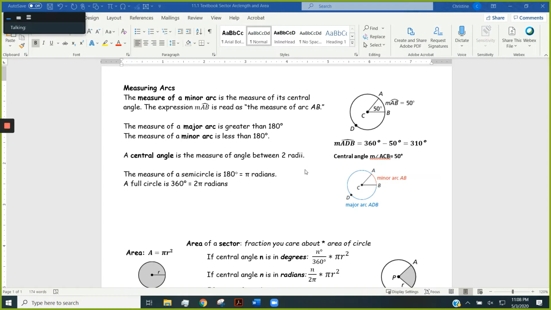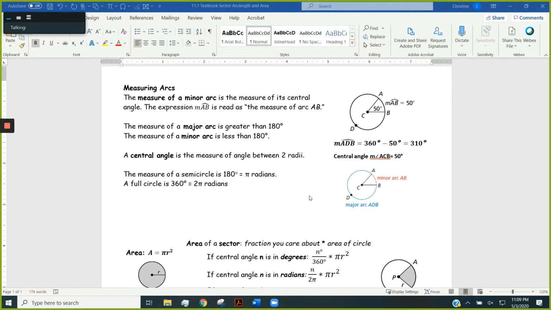Notice that the central angle is a measure of an angle that's between two radii. So I see these two radiuses, or radii. Between them, that central angle is that 50 degrees. If I look at the major arc, ADB, this big arc here, to find it, I can do 360 minus 50. Here's that 310. So this big major arc is 310, the minor is 50.